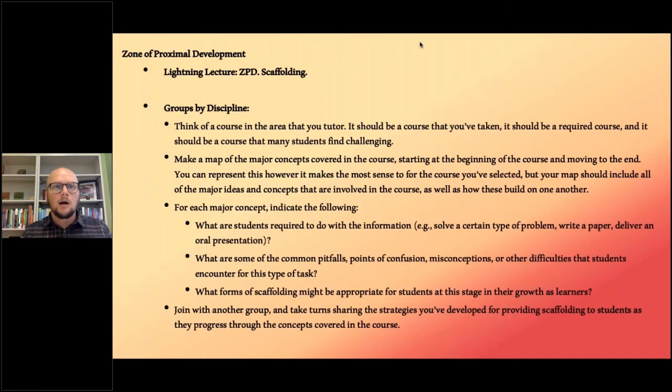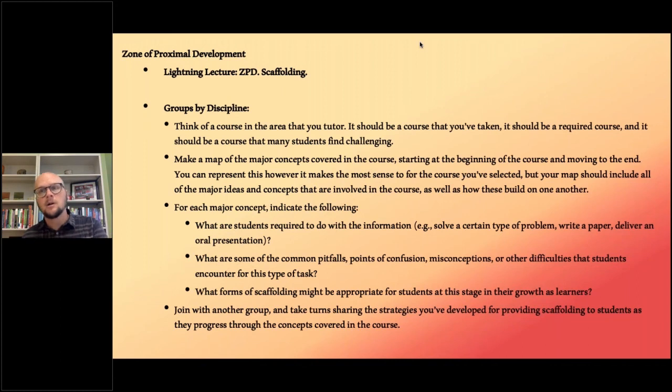Or let's really briefly talk about that idea and then break the students out into groups by discipline. Think about a course in an area that you tutor. Make a map of the major concepts that are covered in that course and think about the places that, based on your work as a student and based on your experience when you took that course, what are some of the places that students get stuck?